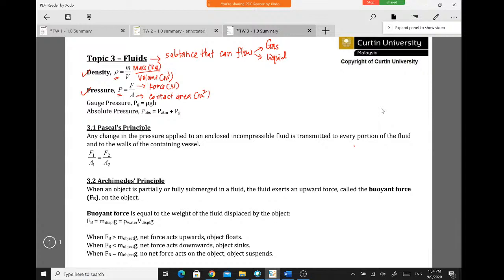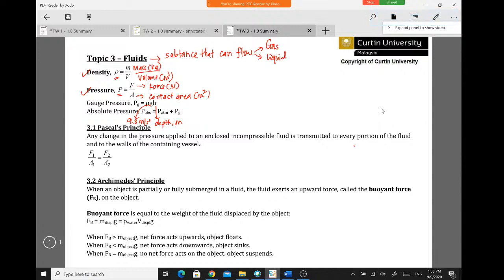So there are two types of pressure which you have learned in your semester 1. The first one, the gauge pressure, is given by rho gh. So g is the gravity acceleration, 9.8 meter per second square. h is the depth, so in the unit of meter.